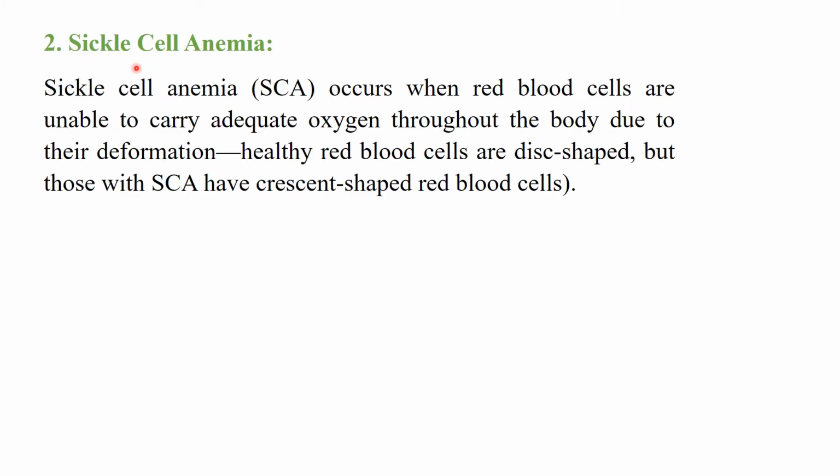The second disease that is due to an autosomal recessive disorder is sickle cell anemia. Sickle cell anemia occurs when the red blood cells are unable to carry adequate oxygen throughout the body due to their deformation. The structure of the RBCs changes from biconcave to sickle shape. Healthy RBCs are disc shaped, but those with sickle cell anemia have crescent-shaped red blood cells. That's why it is called sickle cell anemia.